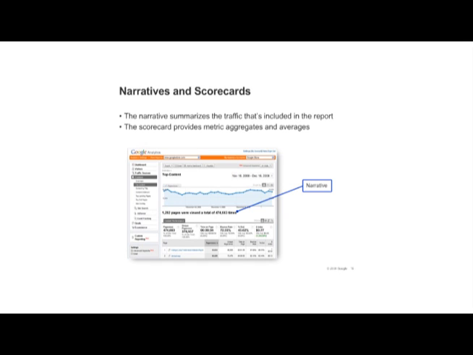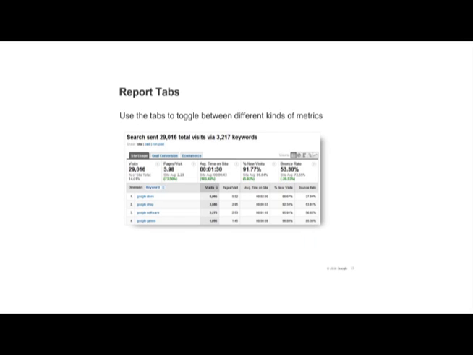Nearly every report contains a short narrative that summarizes the traffic that's included in the report. The scorecard below the narrative provides metric aggregates and averages for the traffic. Each box in the scorecard contains a question mark button. Clicking it opens a small window that explains how the metric is calculated.